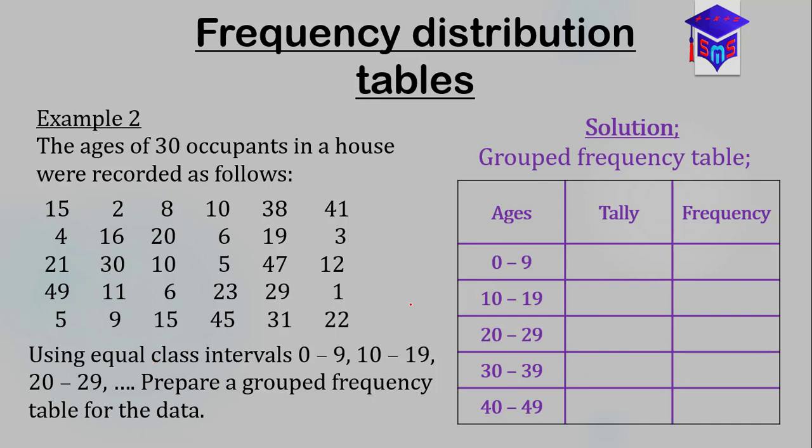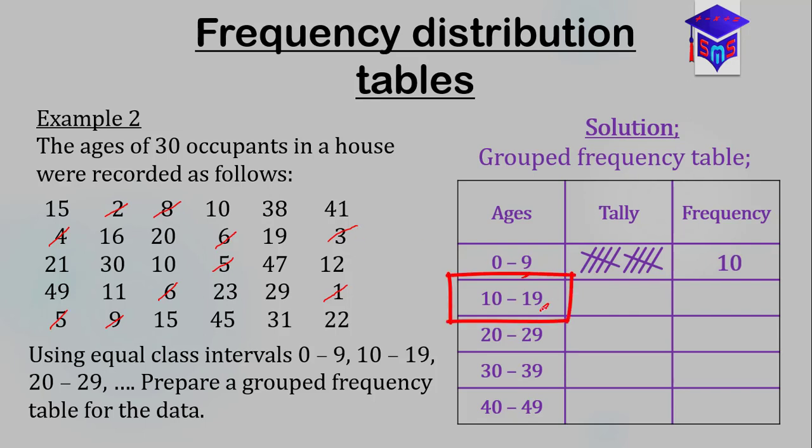Let me pick the first interval, 0 to 9. I'm going to count all the data points that fall within this interval. So we'll have 1, 2, 3, 4, 5, 6, 7, 8, 9, 10. So I tally 10, then I write the frequency 10, and I move on quickly to the next interval.